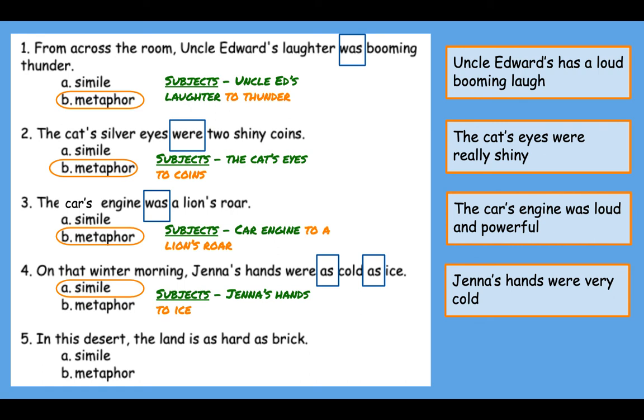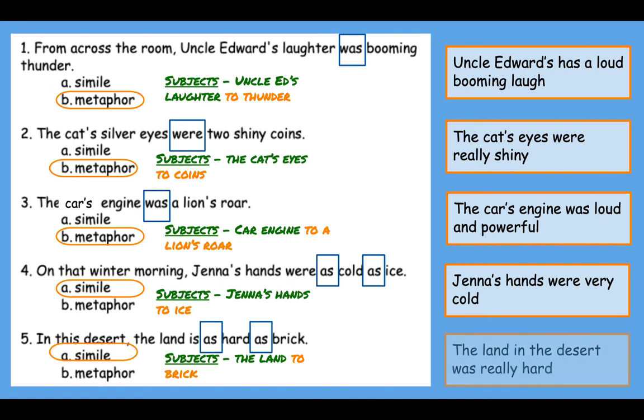Last example. In this desert, the land is as hard as brick. Again, I have the word as in there, which lets me know there's a comparison using like or as, which is a simile. In this case, we have the land of the desert being compared to brick. Brick is very hard, so I'm going to infer the land in the desert was really hard.